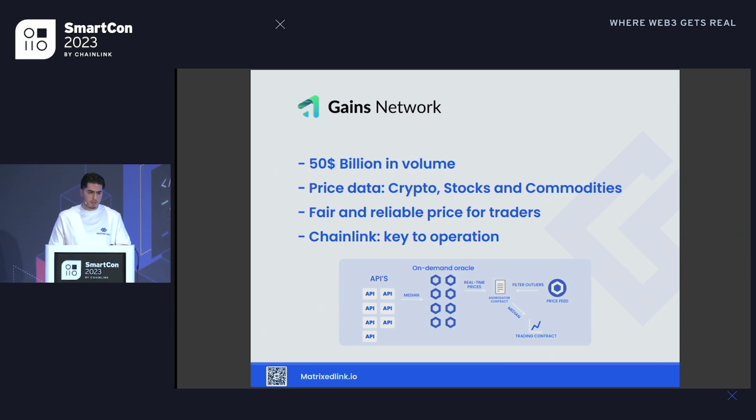We've already facilitated over $50 billion in volume, in leverage trading volume, on 2 chains, Arbitrum and Polygon. The Gains network enables traders to trade not only crypto, but also stocks, commodities, forex, and exotic pairs, like certain ETFs.